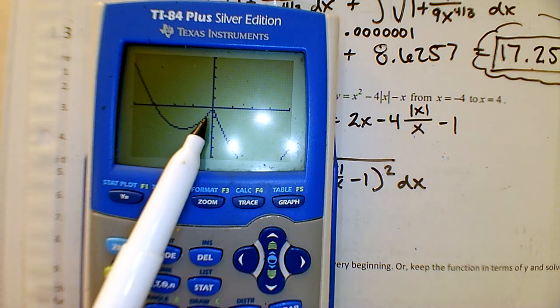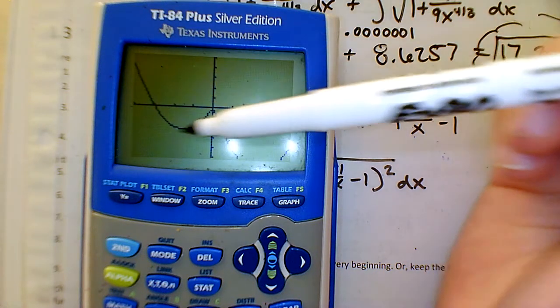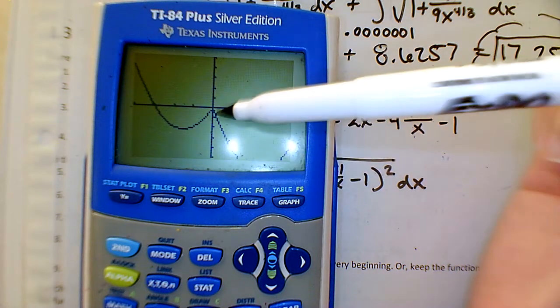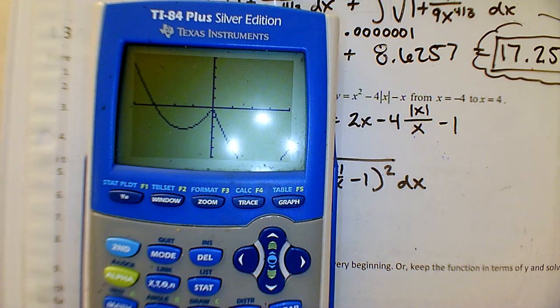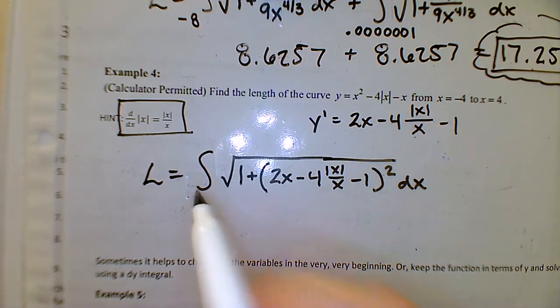Alright, so at that location of 0, it looks like we have a sharp point in this case, not a vertical tangent like the last one. So notice how we should be able to calculate the distance we are walking, but we're going to have an issue at 0 in terms of the integral because the derivative doesn't exist there. So we're going to have to break this one up in a similar fashion.